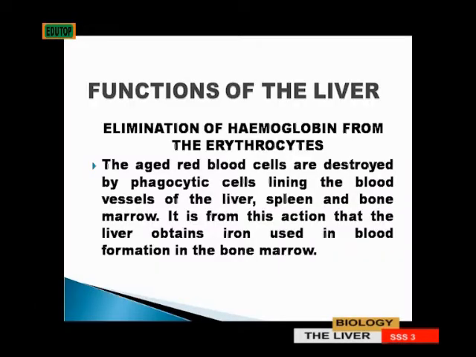Also, the liver eliminates hemoglobin from the red blood cells. The aged red blood cells are destroyed by the phagocytic cells that line the blood vessels of the liver, the spleen, and the bone marrow.